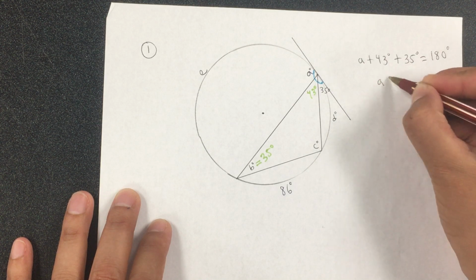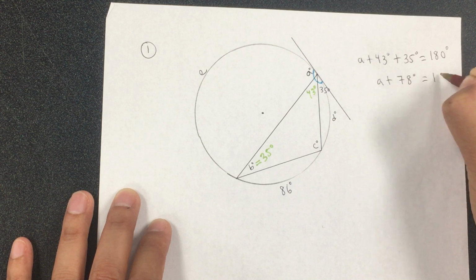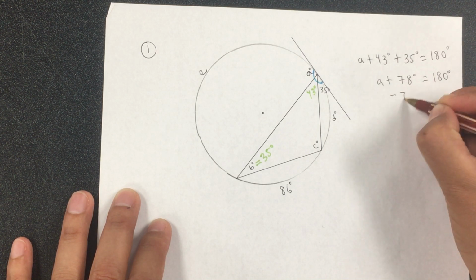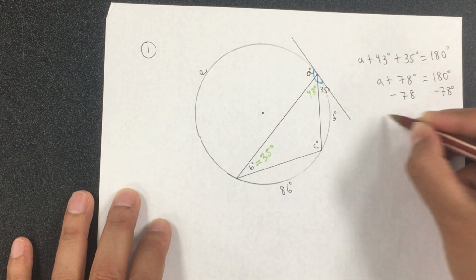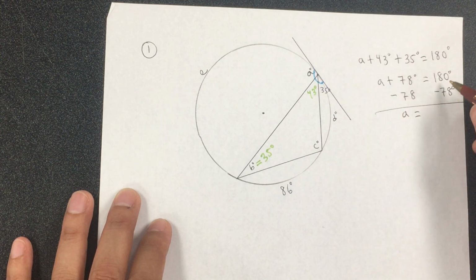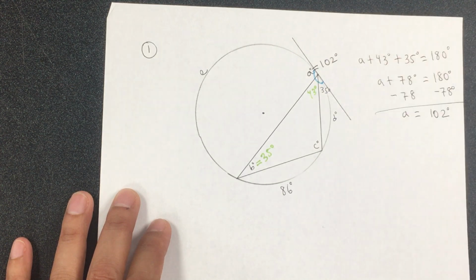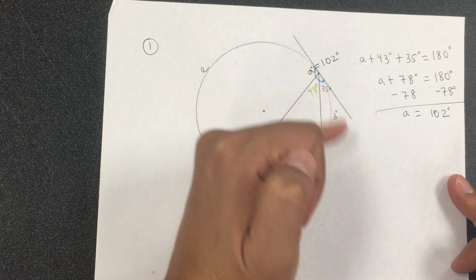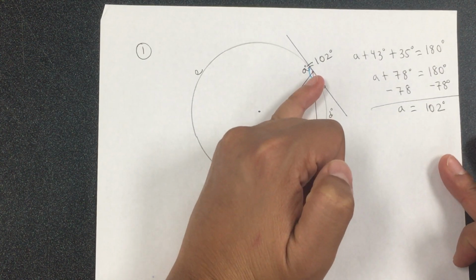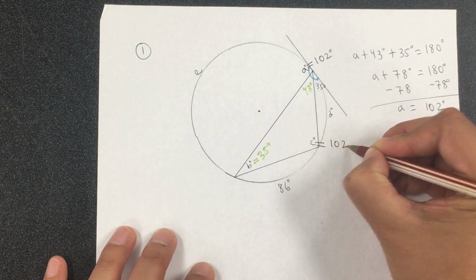43 plus 35 is equal to 78, equals 180. But if I subtract the two angles that I have, I can figure out the measurement of angle A. And so A is equal to 102. So A is equal to 102 degrees. Now I have that measurement. Remember, I can do this when it's a triangle. So A is the same as C. So C is 102 degrees as well.